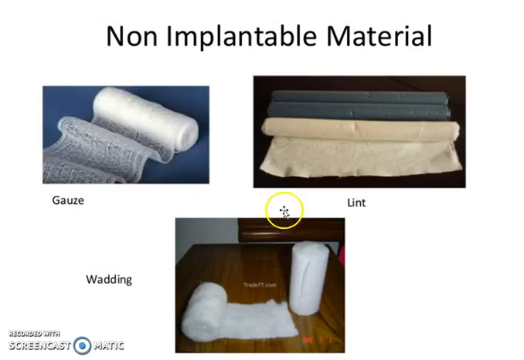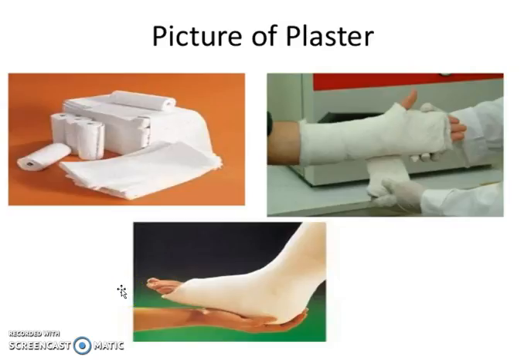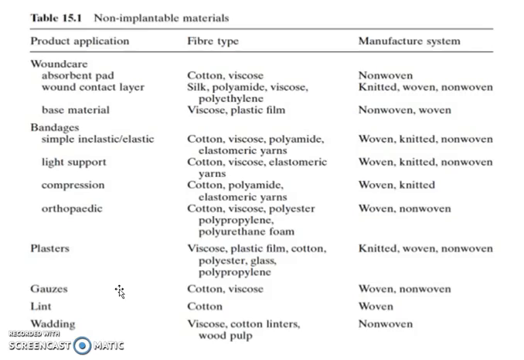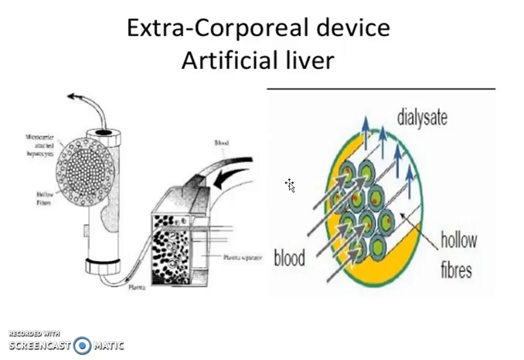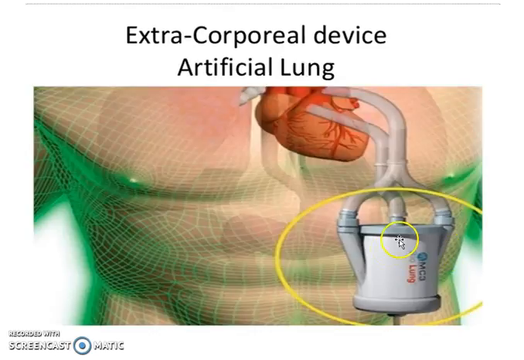Non-implantable materials: gauze, lint, wadding, plasters. And extracorporeal devices, and these are the artificial organs that are used to replace the diseased one. There have been artificial kidney, liver and lung. The making of these devices requires precise design and manufacture. These properties of such devices are vital. You can see here the blood vessels made up of hollow fibers. You can see here the blood vessels, artificial lung.